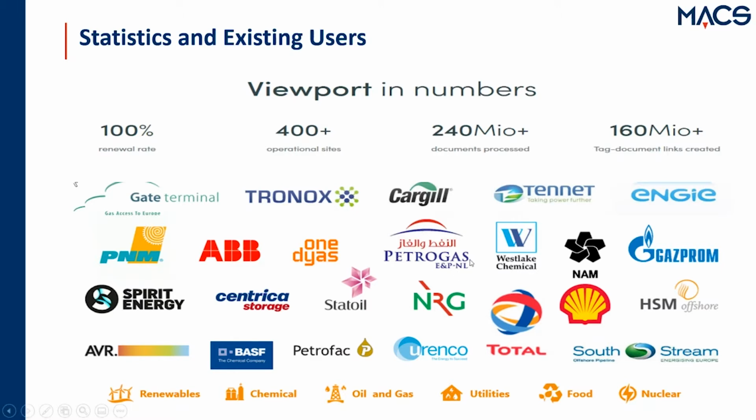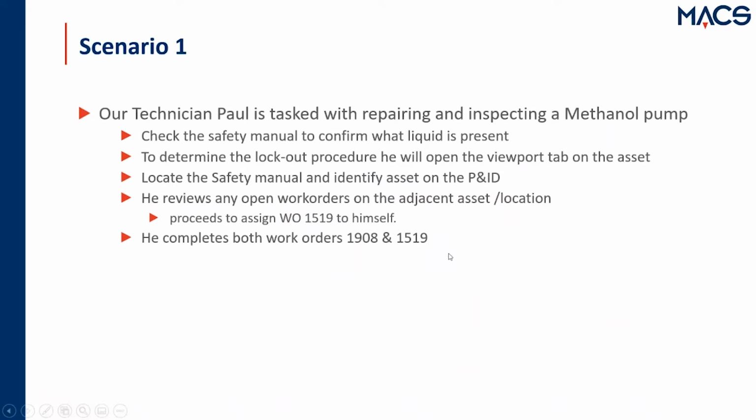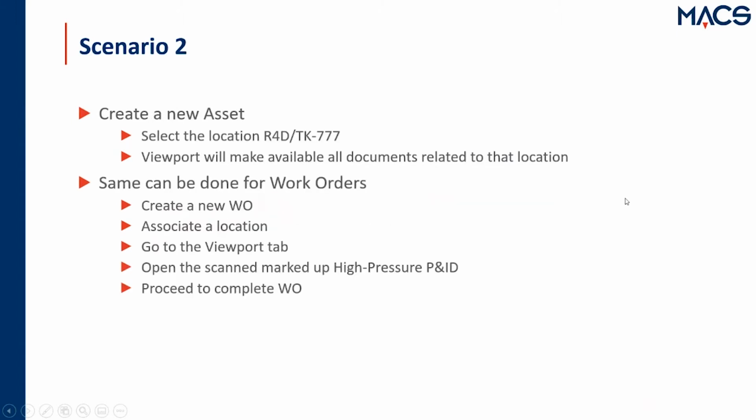So for today, we're going to have a look at two scenarios. One scenario is our technician, Paul. He'll be inspecting a methanol pump, and he'll be required to have a look at the safety manual attached, determine the isolation procedures, locate the safety manual, and he will open an adjacent work order, and he will assign and complete both work orders. The second scenario will be creating a new asset, associating it to a location, and showing how Viewport will identify and make available all the documents related to that location for the operator.